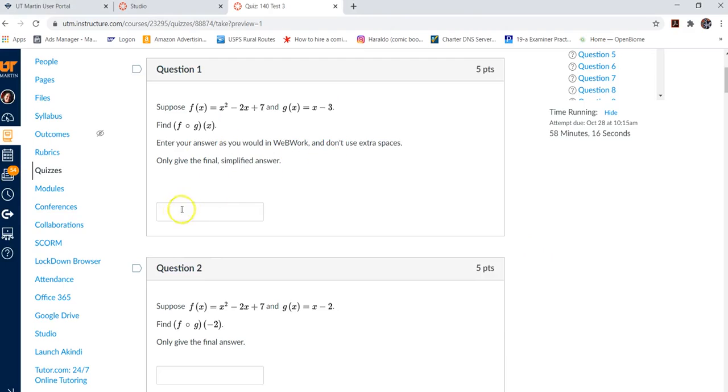And it said enter it as you would on WebWorks. Don't use extra spaces. So I want x squared minus 8x plus 22.